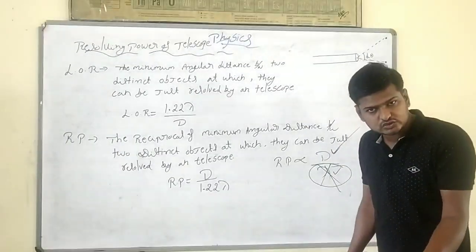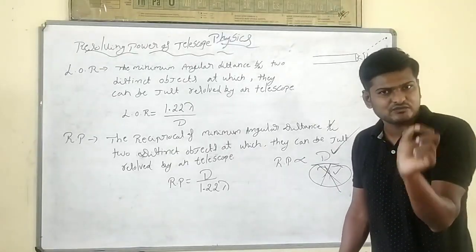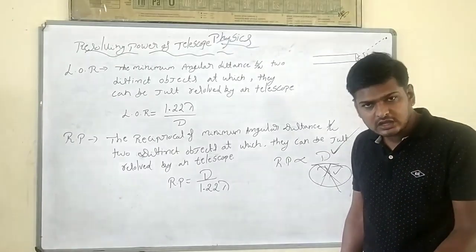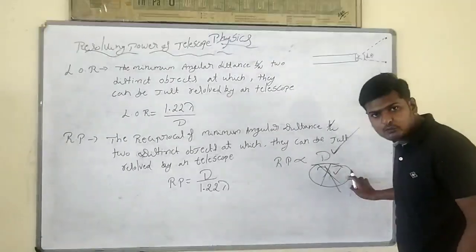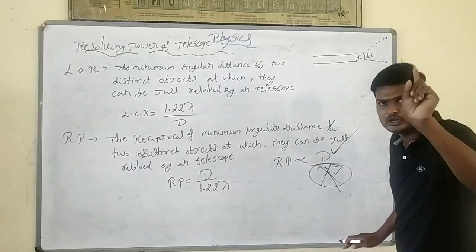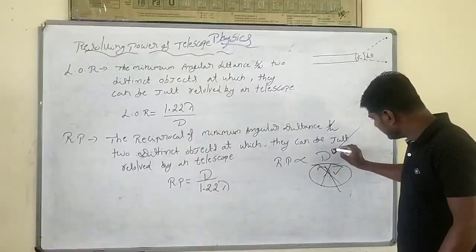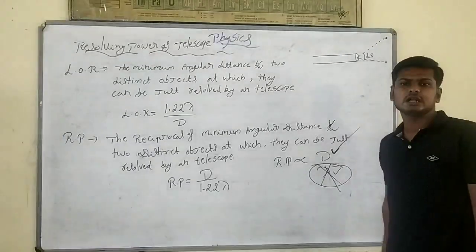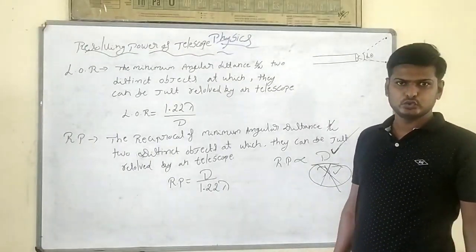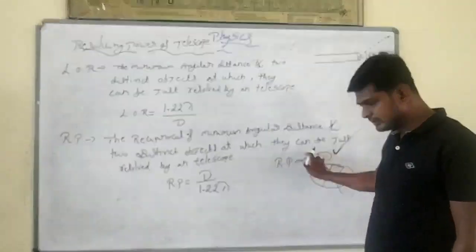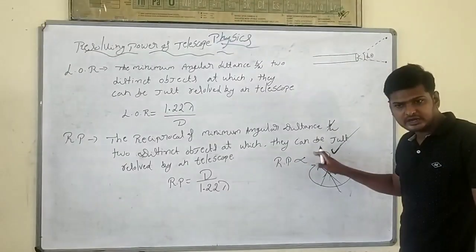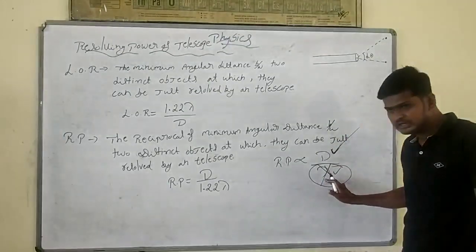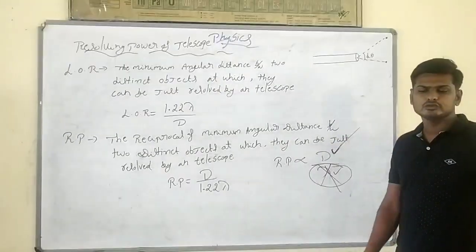In the case of a microscope, we can say by increasing the refractive index of the medium surrounding the object, or by decreasing the wavelength. When you come to the telescope, there is only one point: increasing the diameter of the objective. Keep this difference in mind, otherwise you will lose marks. If you write wavelength for a telescope, you will definitely lose the marks.